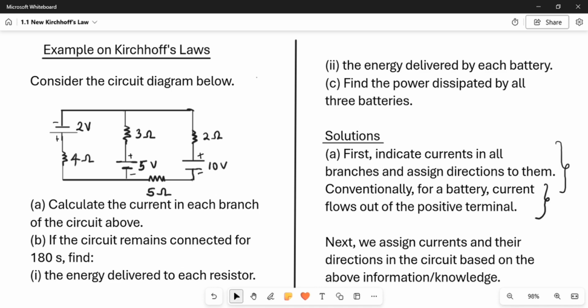How do I know which is the positive terminal and which is the negative terminal? If you check the battery, the longer side, the longer terminal of the battery represents the positive terminal, while the short line represents the negative terminal. So having understood this, we can now know the direction of each of the currents. So let's proceed.